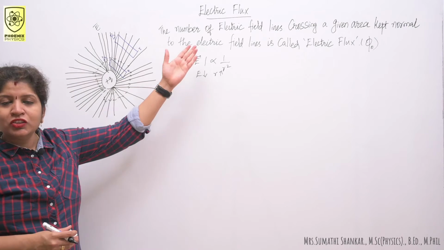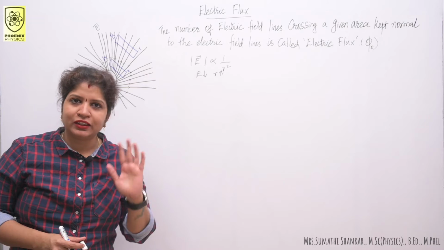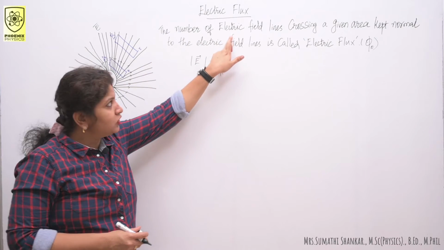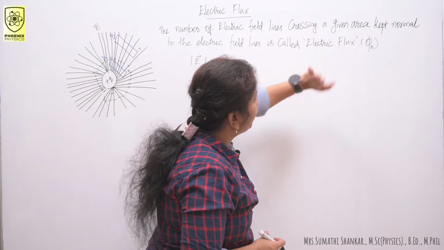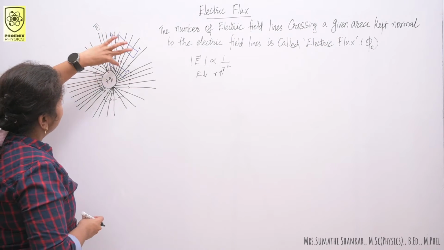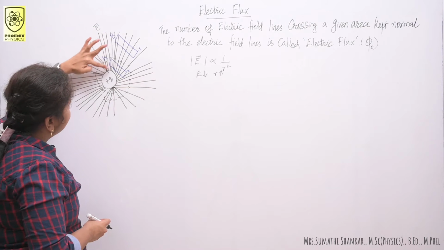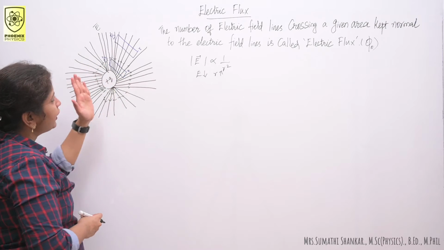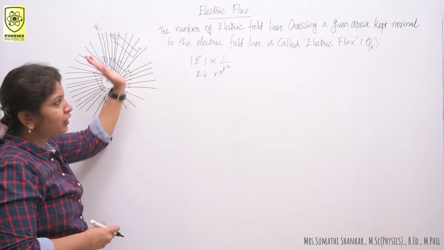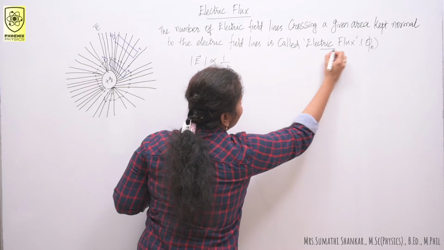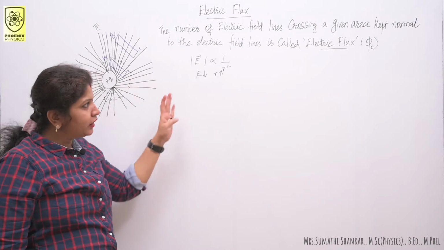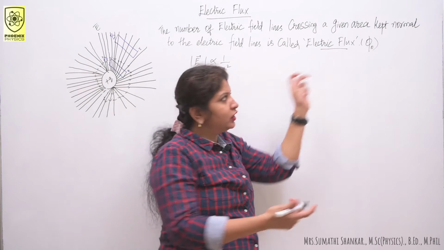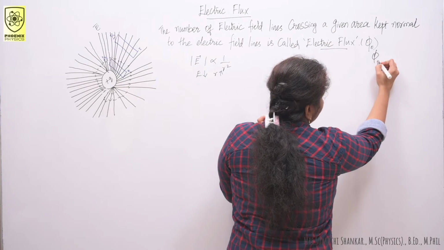Now our topic is electric flux. What is electric flux? The number of electric field lines crossing a given area. See, here consider the area A. The number of lines crossing a given area kept normal to the electric field line is called electric flux, and it is denoted by the letter phi E. E means electric field, phi B means magnetic flux.